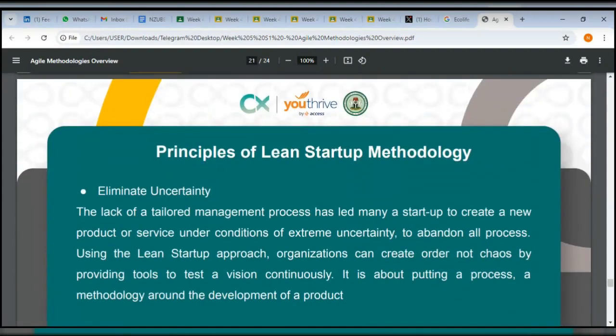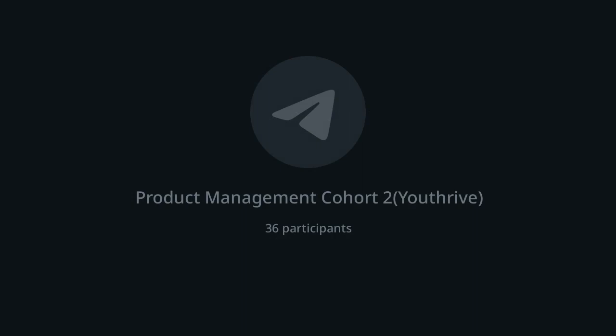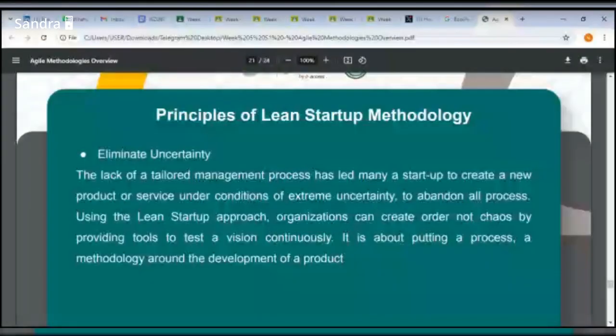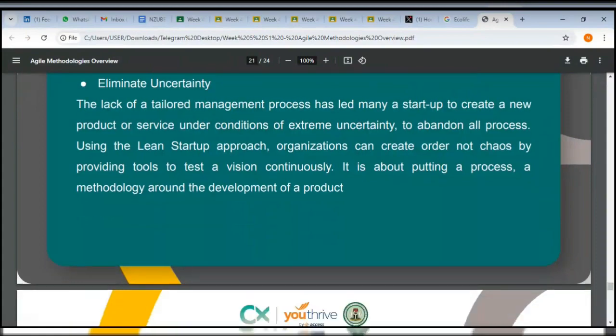Eliminate uncertainty. The lack of a tailored management process has led many startups to create a new product or service under conditions of extreme uncertainty, to abandon all process. Using the Lean Startup approach, organizations can create order, not chaos, by providing tools to test a vision continuously. It is about putting a process, a methodology around the development of a product.